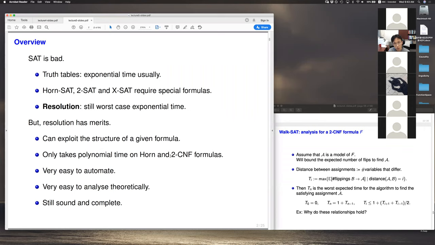And it's very easy to automate, because resolution as a proof system is extremely simple. It only has one proof rule. So the mechanism itself is very simple, and it's very easy to automate. Also, because it's so simple, it's very easy to analyze. This resolution-based algorithm, or resolution-based proof system, is so-called sound and complete, which means if we prove something with resolution, then we always prove it correctly. I mean, we always get the right answer.